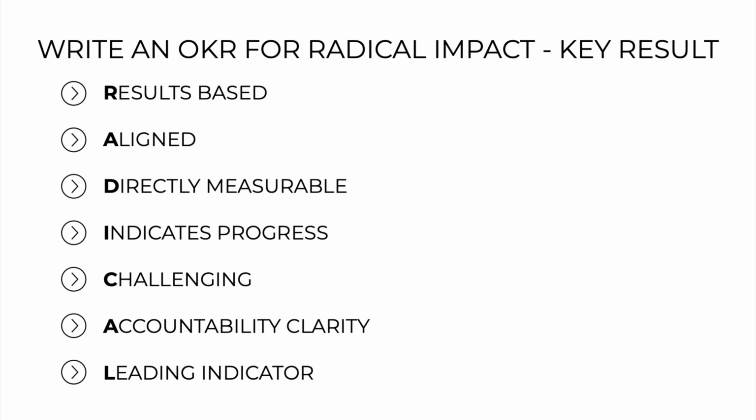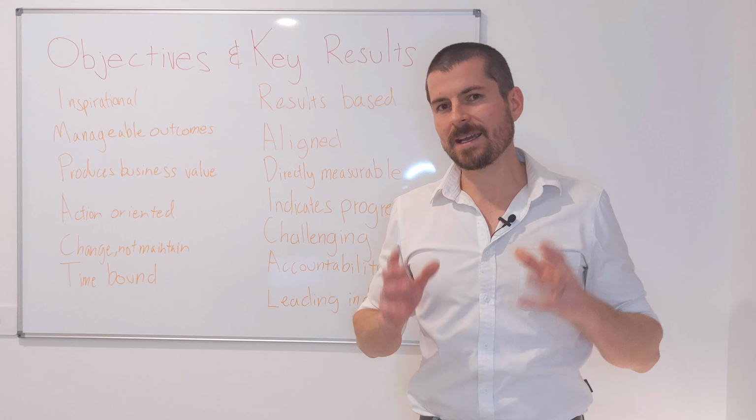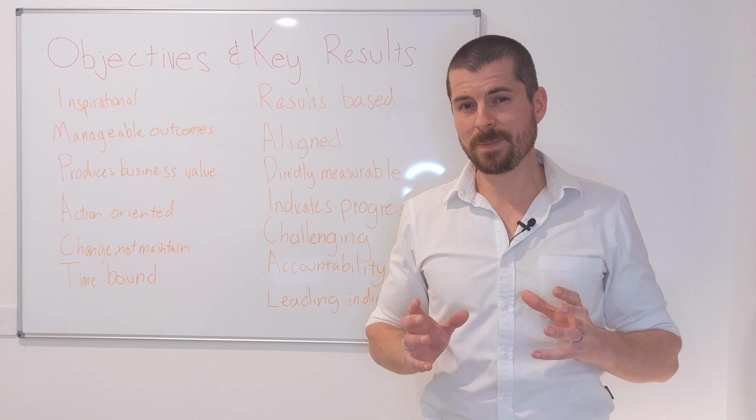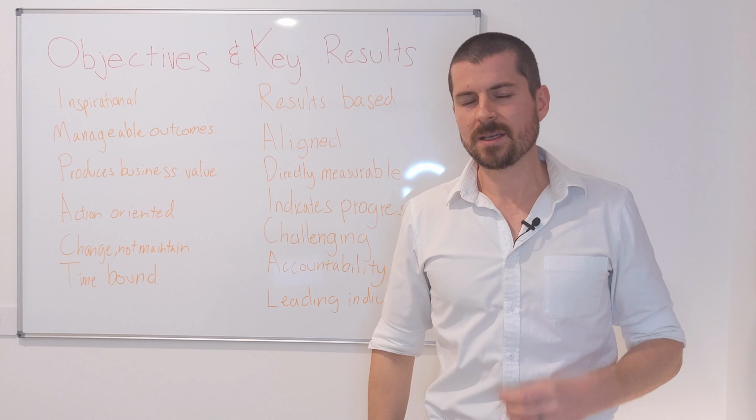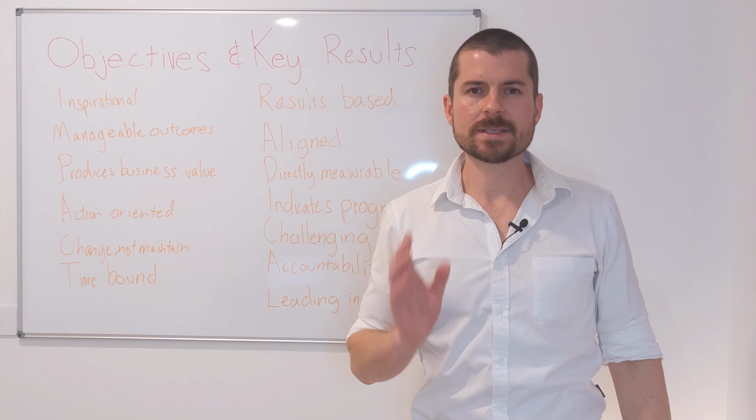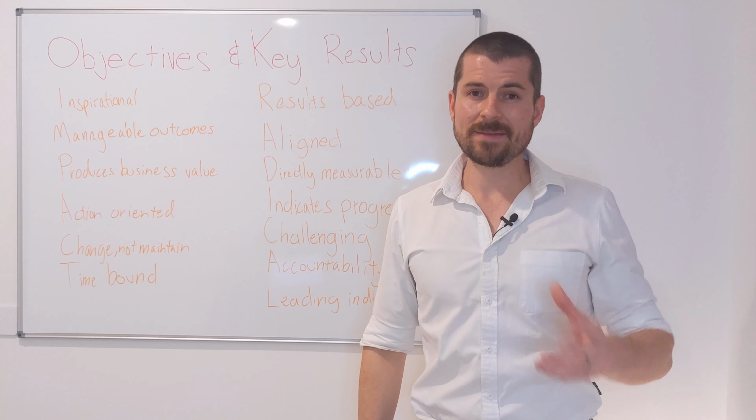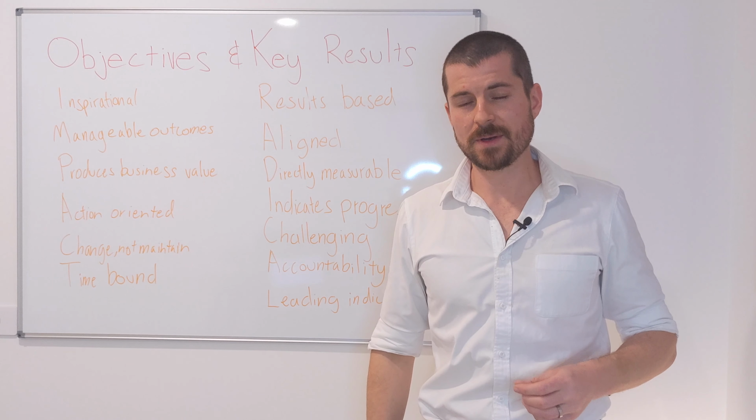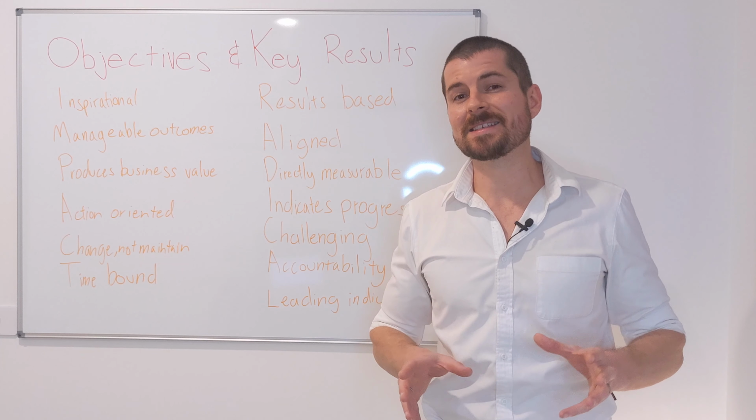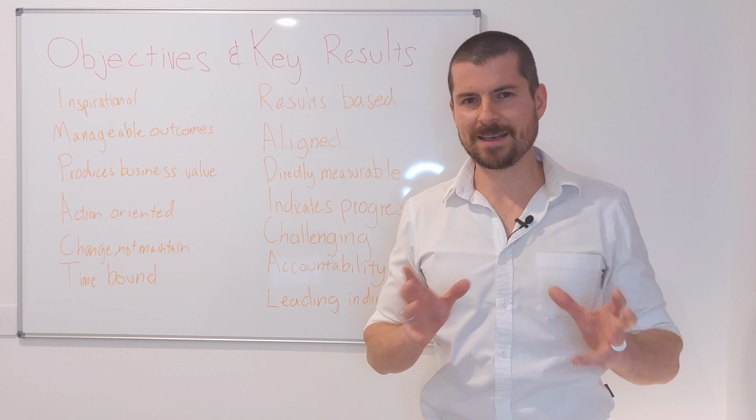It needs to be challenging. So generally we say a key result at the success level is at about 70%. If you nail it 100%, you've set the bar way too low. You're sandbagging. If you get anything under 70%, you're either not trying hard enough or you're trying to push yourself too hard. Either way, this acts as a feedback loop so you can adjust and get the balance right.